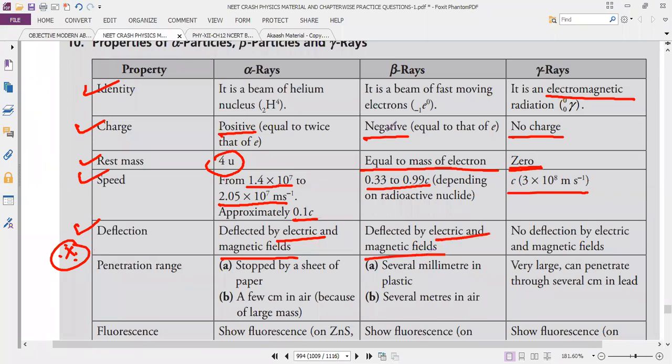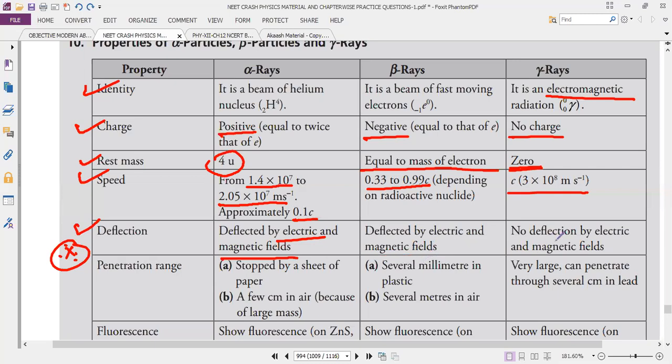Did you understand? The beta ray is negative. If the electric field is positive, negative and positive attract each other. If the electric field is negative, negative and negative repel each other. Magnetic field is also applicable, the same thing. So alpha and beta are both deflected by the electric field as well as the magnetic field.